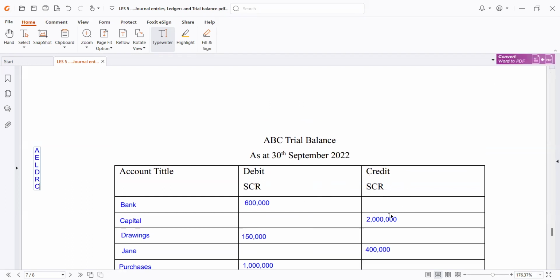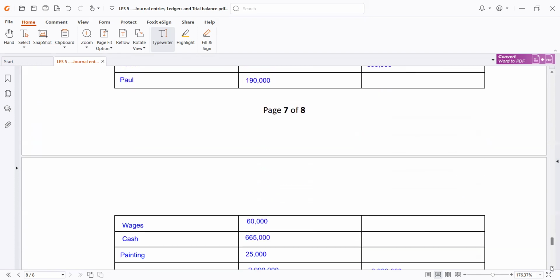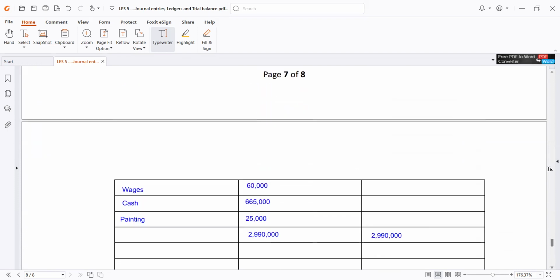Everything that we have on the credit side can either be capital, or trade payables. That is Jane. We have Jane's account with 400,000. Also for sales, this one is revenue and it's on the credit side. Just like that. So the trial balance should be able to guide you.